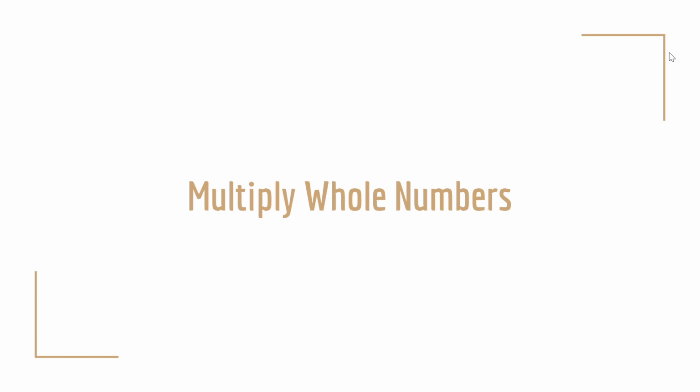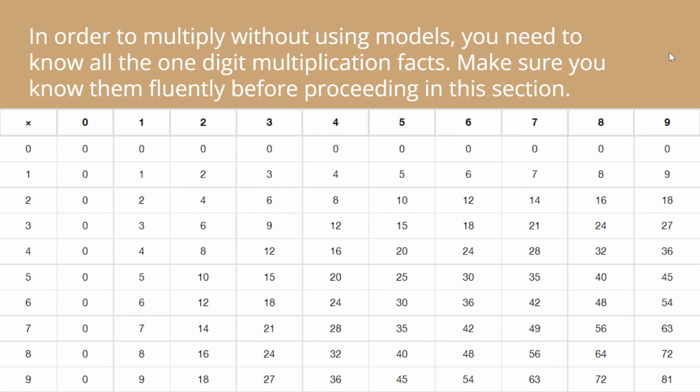Next, multiply whole numbers. In order to multiply without using models, you need to know all the one-digit multiplication facts. Make sure you know them fluently before proceeding in this section. So just remember the table at the bottom, and you can take down the notes.